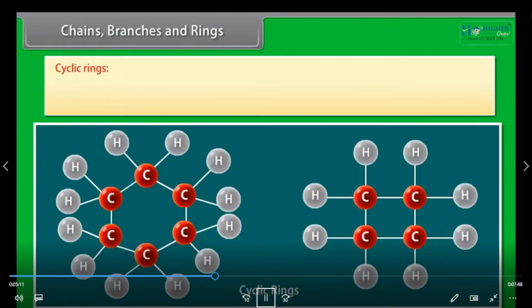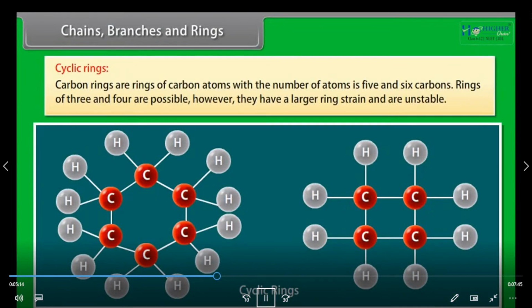Cyclic rings. Carbon rings are rings of carbon atoms. The number of atoms to form a ring is 5 and 6 carbons. Rings of 3 and 4 are possible, however, they have a larger ring strain and are unstable.